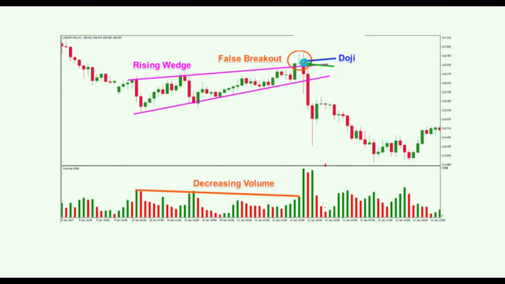So that is one of the signs of a fakeout. So once you see this, you should be careful of getting into a fakeout. You should wait for proper confirmation.